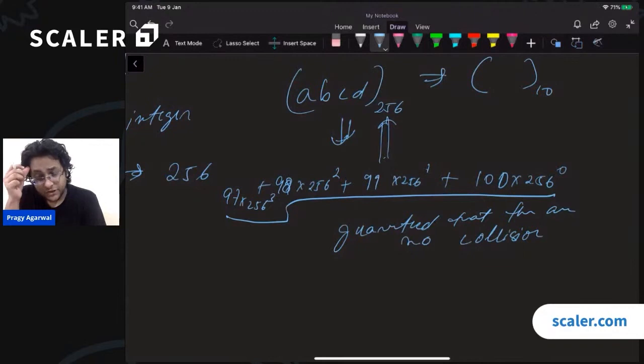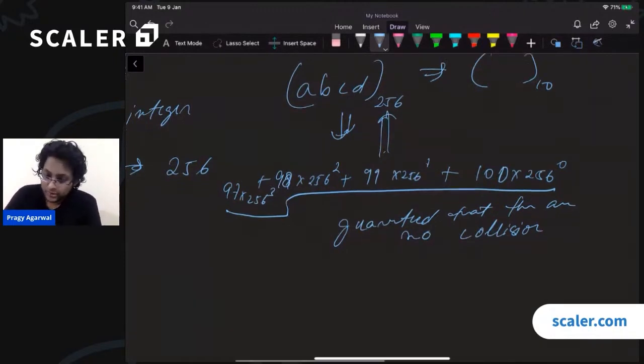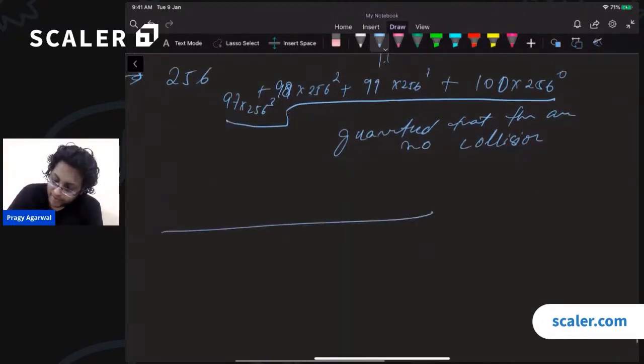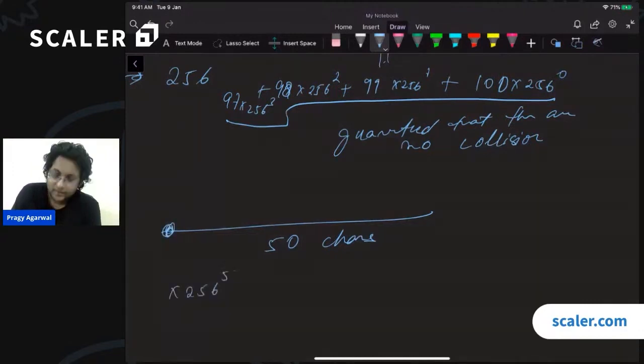But would this hash function usually work? Is it possible practically to use a hash function like this? Not really, because these hashes can get arbitrarily large. Suppose that my pattern has size 50. Then the ASCII value of this character will be multiplied by 256 to the power 50. That is ridiculous, that is a huge number. So I cannot possibly store this in a 64-bit integer or even a 128-bit integer. That is not possible.